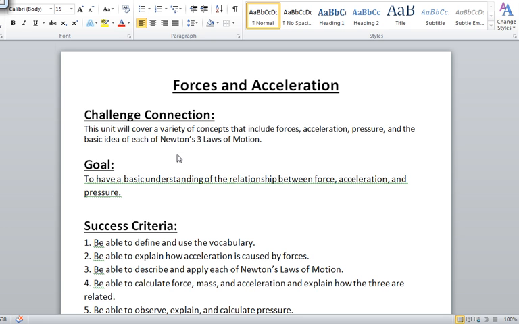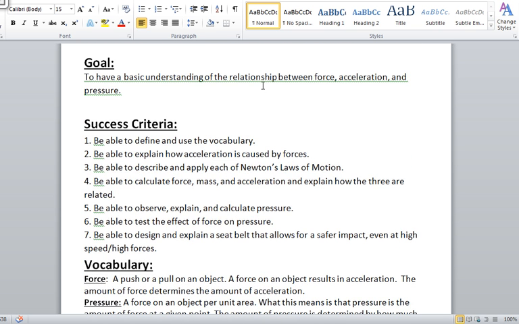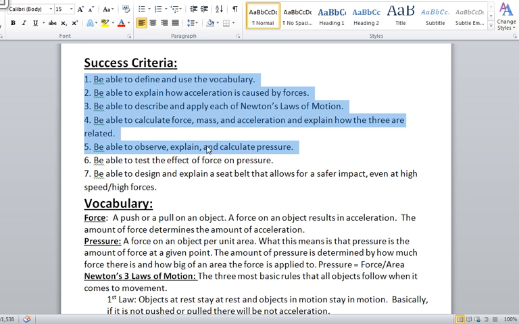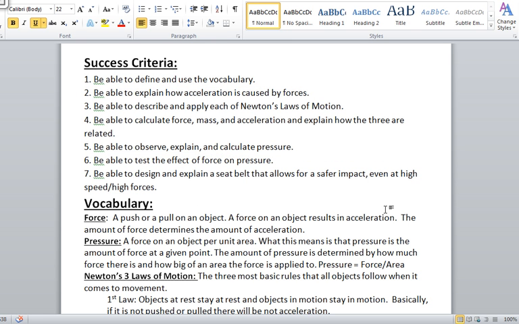So pretty much this is the last unit before we begin our challenge, and we're going to be covering forces, acceleration, pressure, and Newton's 3 laws of motion, in addition to all the concepts that we've already covered. So the goal is to have a basic understanding of how force, acceleration, and pressure are related. There are 7 different success criteria. The last 2 are lab related, and the first 5 are going to be written or tested at the end of the 2 weeks.